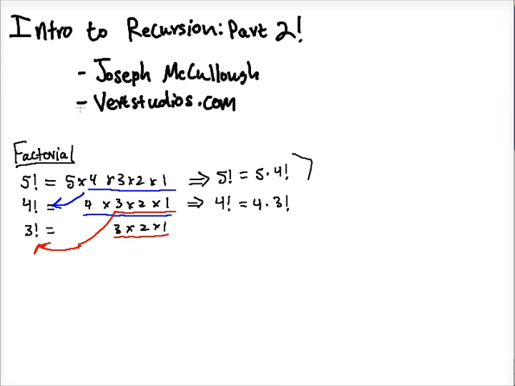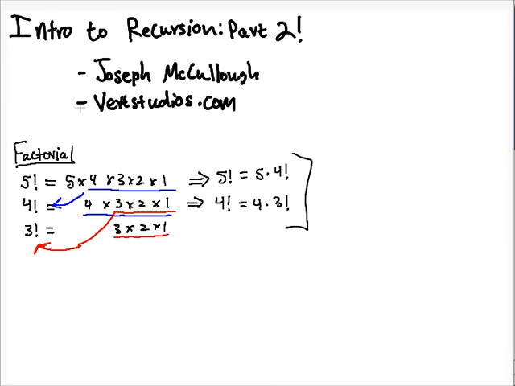And let's look right here. This is enough to identify a pattern. So take a look at these numbers and see how you can relate it. Well, 5 factorial equals 5 times 4 factorial. How does 4 relate to 5? 4 is just 1 less than 5.